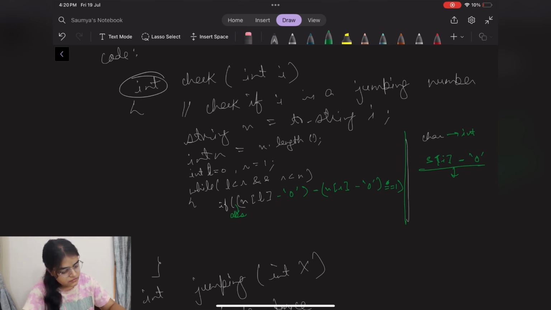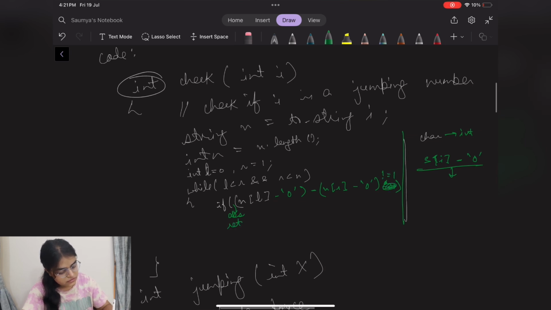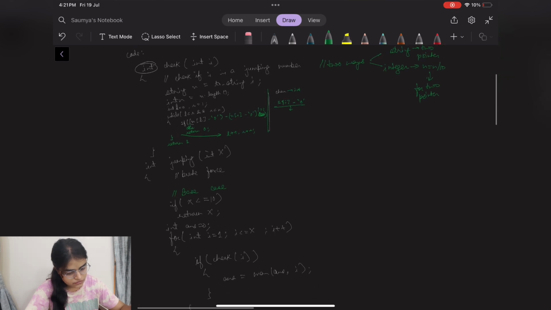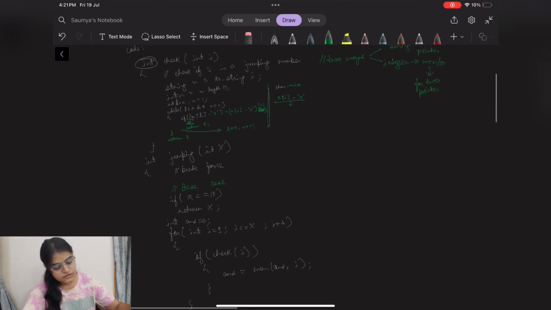And here, if not equal to, then just return 0. Else, at last, we should return 1. Sorry, we should also increase l and r. Here we'll also increase l plus plus and r plus plus. Okay, so I think we are done with the brute force approach. So what's the brute force approach?